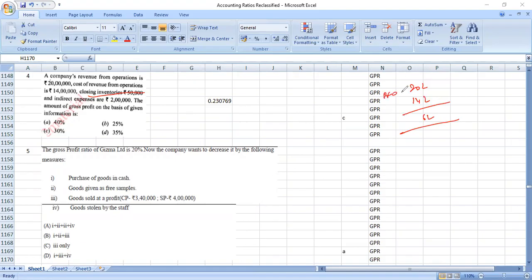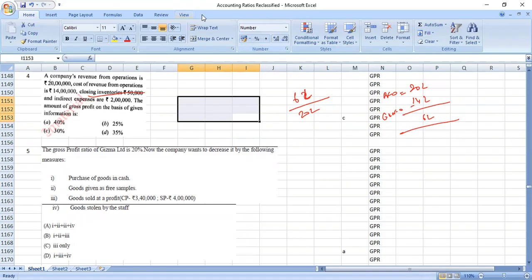Take the revenue from operation and the cost of revenue from operation, and you'll get gross profit of 6 lakhs divided by revenue from operation of 20 lakhs. You'll get the gross profit ratio. So 6 divided by 20 is 0.3. So 0.3 is your gross profit ratio.